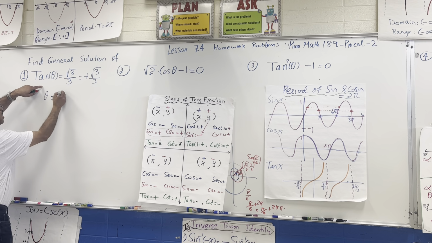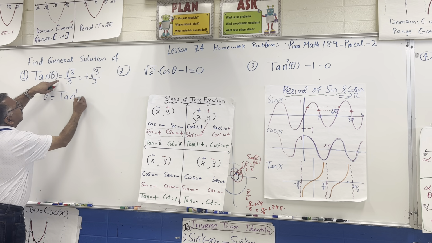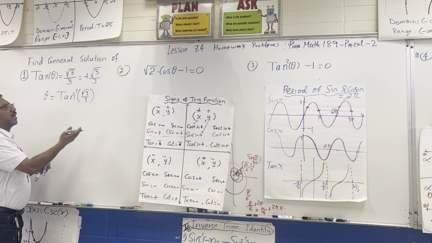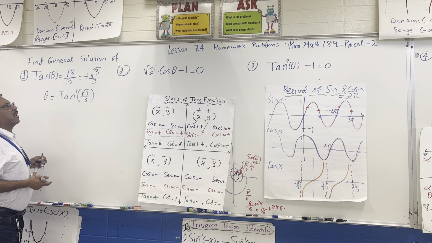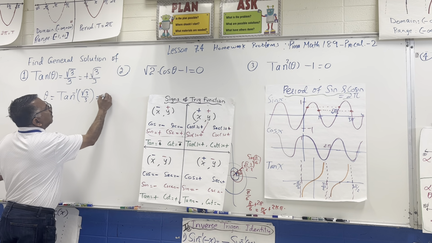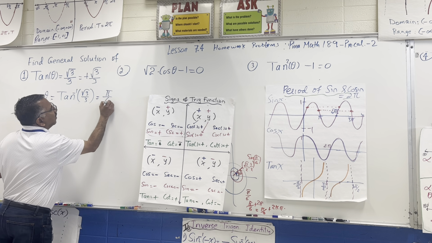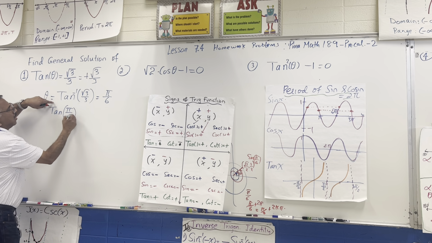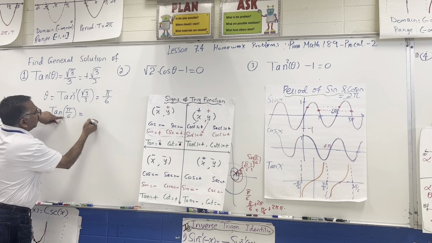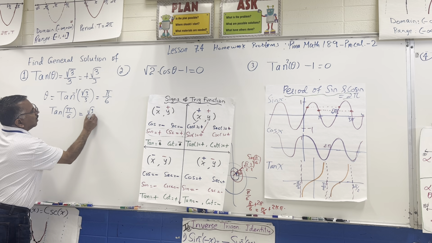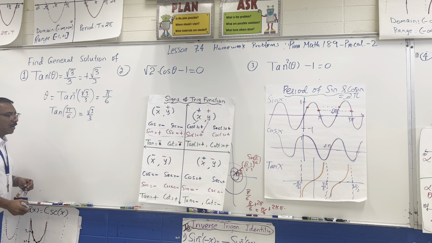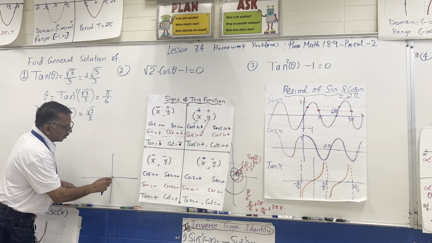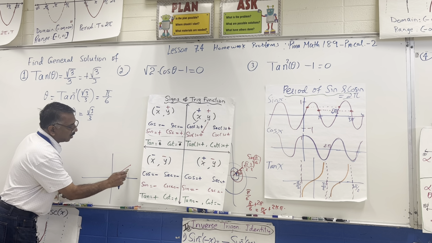You can say, hey, theta is tan inverse of root 3 by 3. So what this basically means is, tan of what angle is root 3 by 3, and it is pi by 6. Because tan of pi by 6 is root 3 by 3. Now the question is, is this the only angle? If you can see, there's another angle here. This pi by 6 will be this one, which is pi by 6.